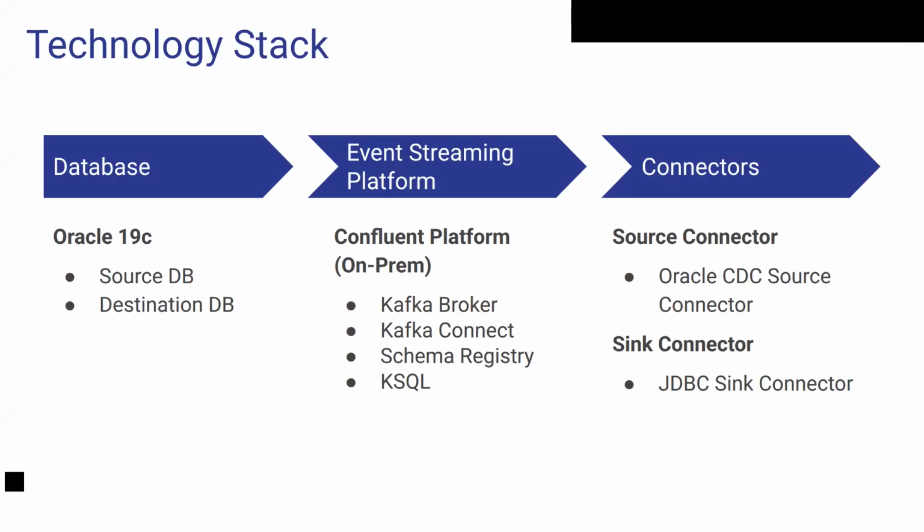Now, this is just the technology stack. As I mentioned, we had two databases, Oracle 19C. For the event streaming platform, we used the Kafka broker, Kafka Connect, Schema Registry, and KSQL. For the source connector, we proposed the Oracle CDC Source Connector, and for the sink connector, the JDBC Sink Connector. Why did we propose the Oracle CDC Source Connector? Since the customer already had a Confluent license, and this connector also requires a license, we proposed it's better to use the Confluent CDC Source Connector.